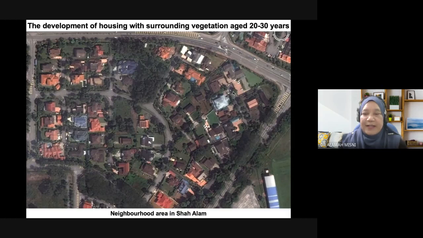So this is another example. In this, if I'm not mistaken, this is located in Section 6, Shah Alam, the development of housing with surrounding vegetation aged around 20 to 30 years. Look at the surrounding here, the surrounding vegetation looks mature.